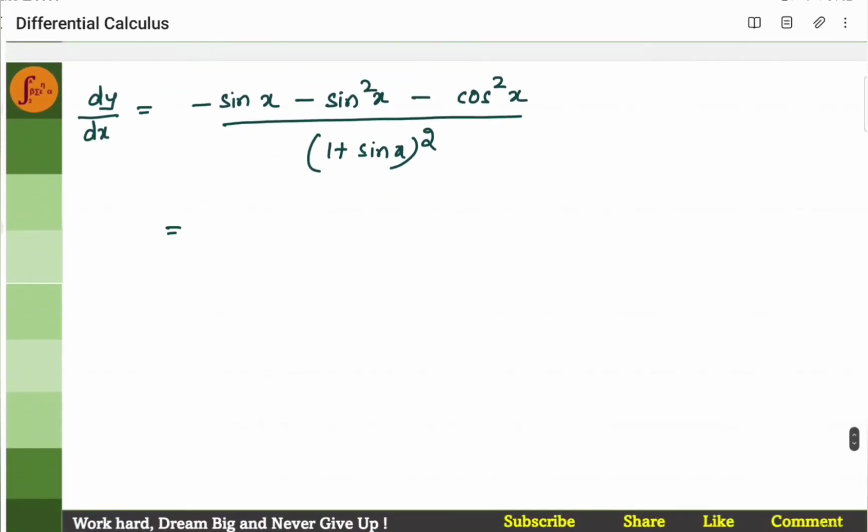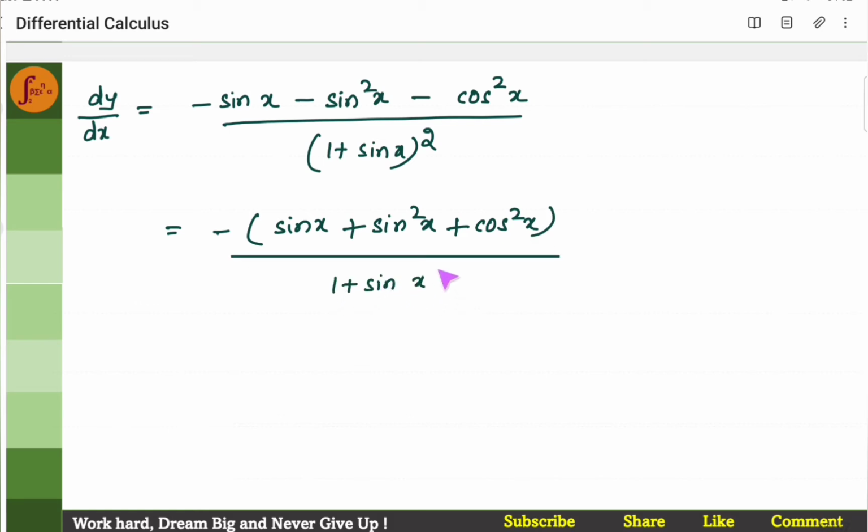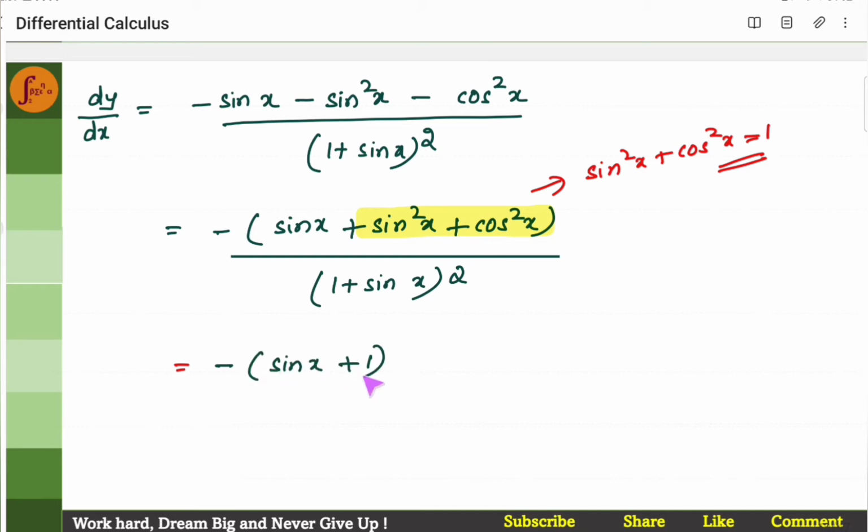This I can further write as, I'll take minus as common outside. So I'll write sin x plus sin square x plus cos square x by 1 plus sin x the whole square. Sin square x plus cos square x is 1, right? The trigonometric formula: sin square x plus cos square x is equal to 1. This is as per trigonometric formula. So we'll put that. We'll get minus sin x plus 1 by 1 plus sin x the whole square.